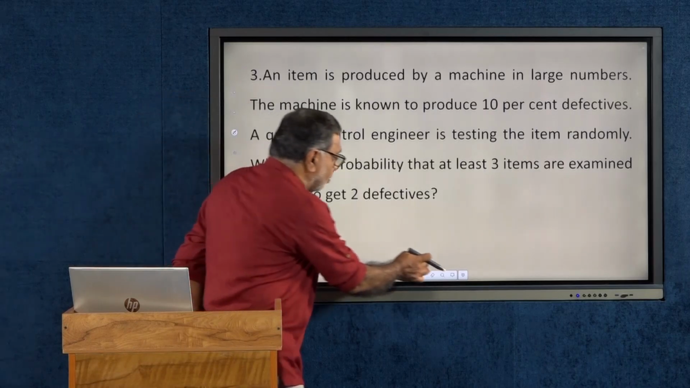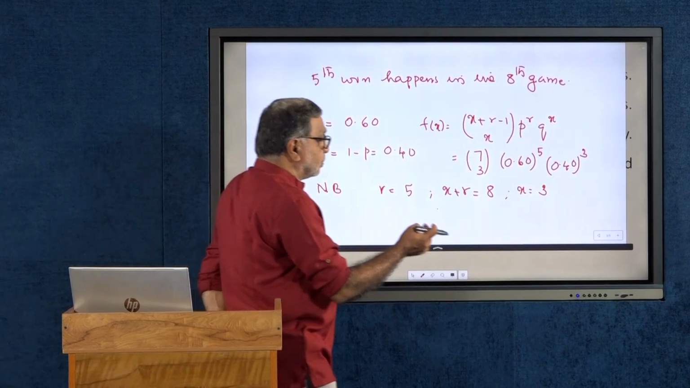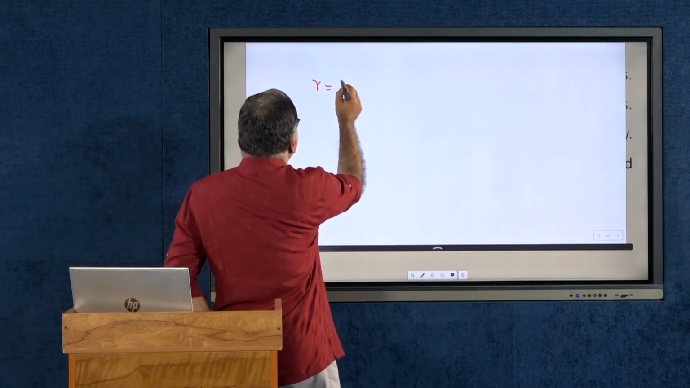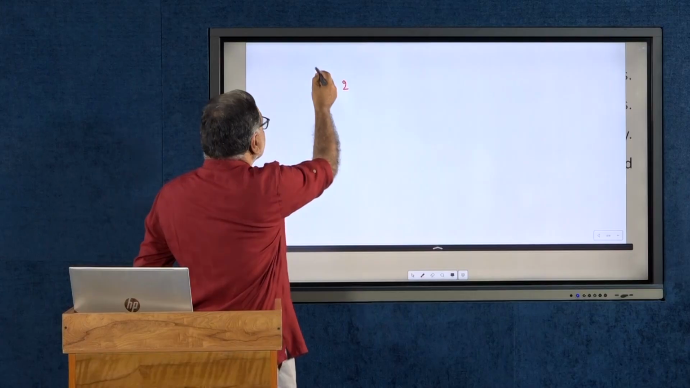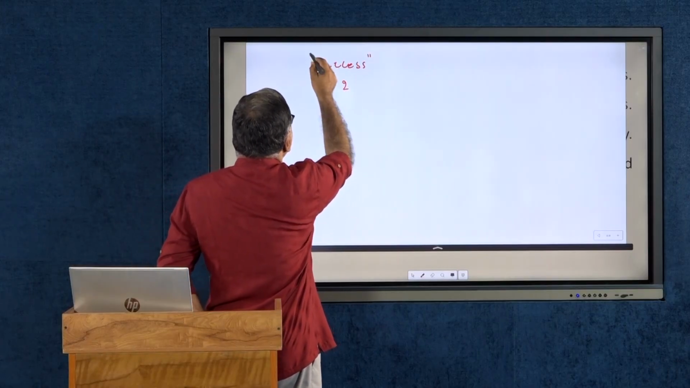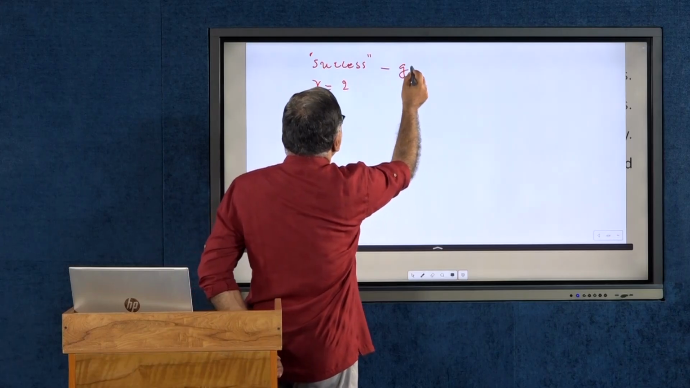So, here the problem is in order to get two defectives. So our number of successes is fixed. Success is getting defectives. Let me define our success as getting a defective.